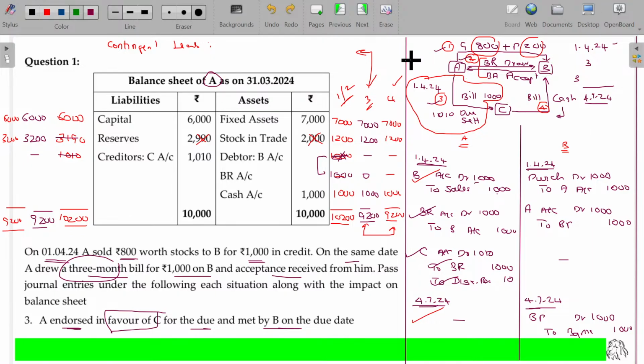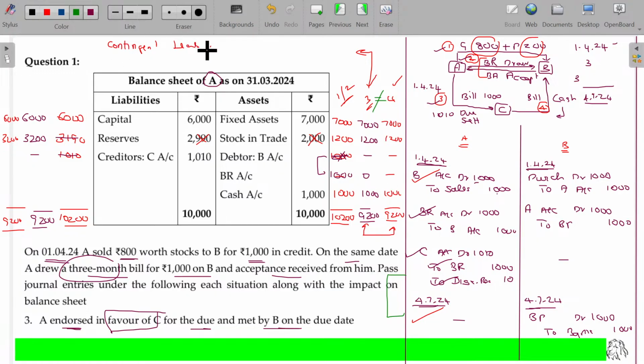So from this, you have to note one point. This 3 and 4 are not same, because from 1/4/24 up to this date, until it is honored by B, A has a hidden liability. If B fails, he has the moral responsibility to honor this. Do you have such a moral responsibility in the balance sheet? Of course, you don't have that. So you have to show this as a contingent liability below the balance sheet.